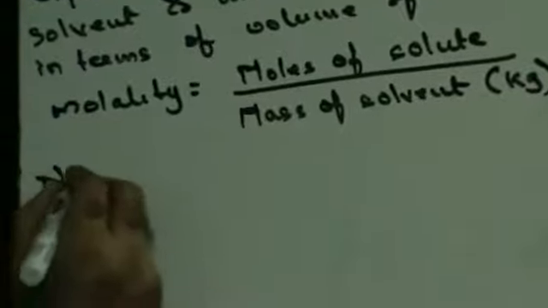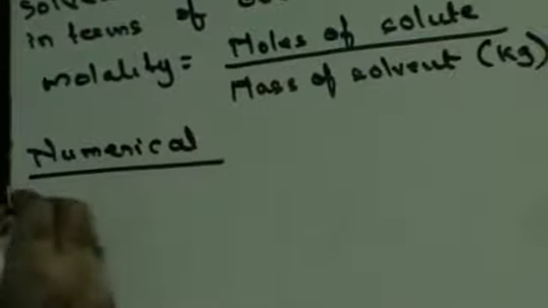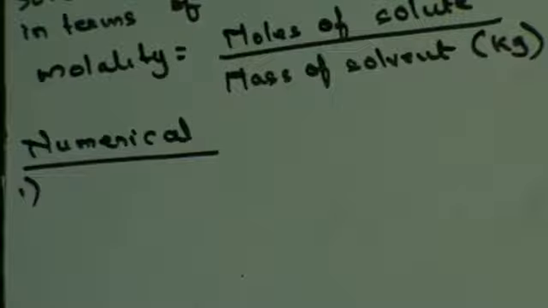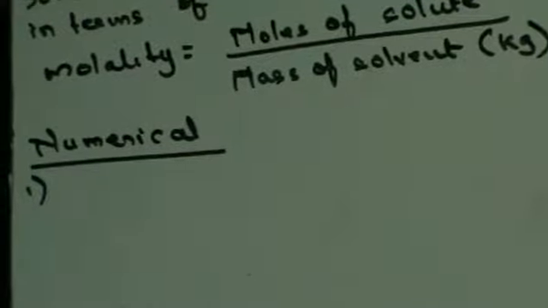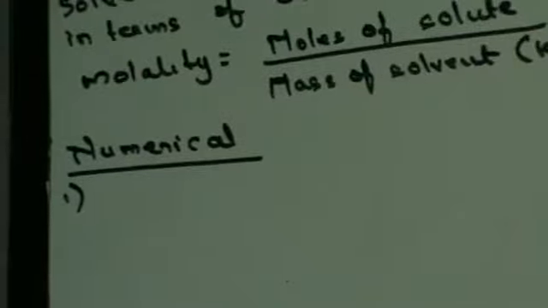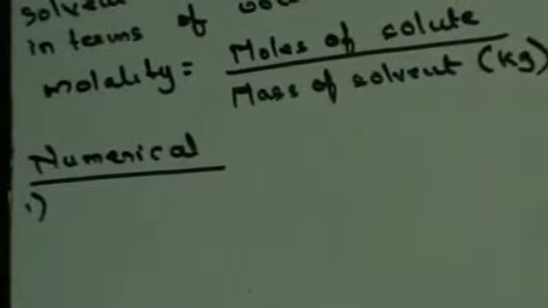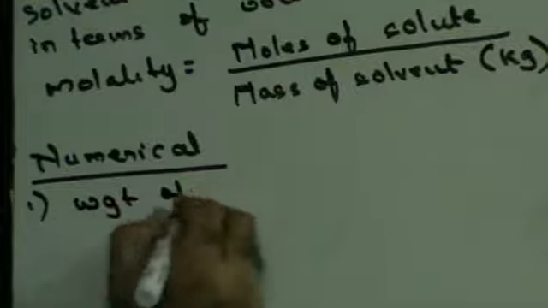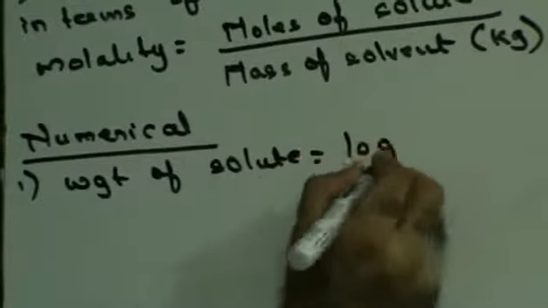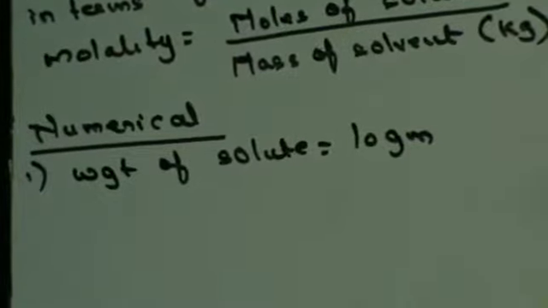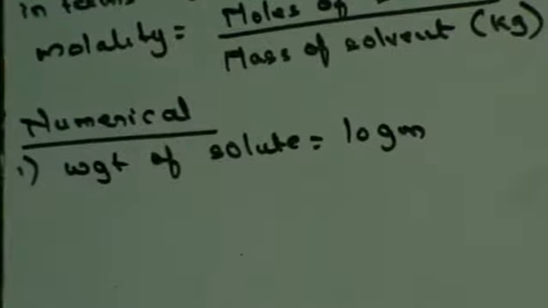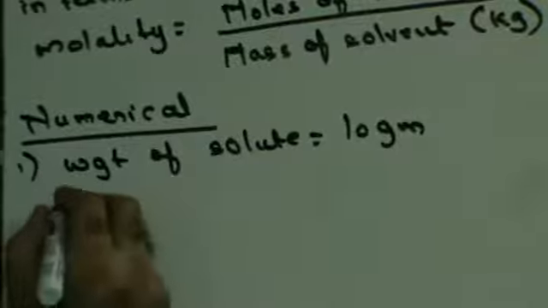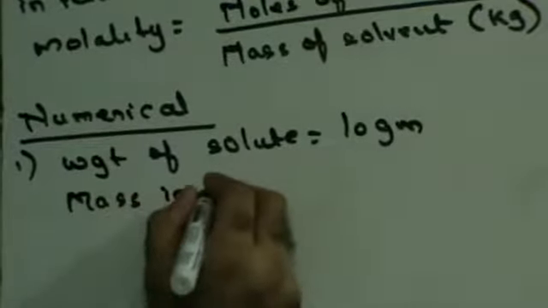Let's try to understand this with the help of a numerical. Take down, please. What molality of solution is prepared by dissolving 10 grams of benzoic acid in 300 grams of benzene.